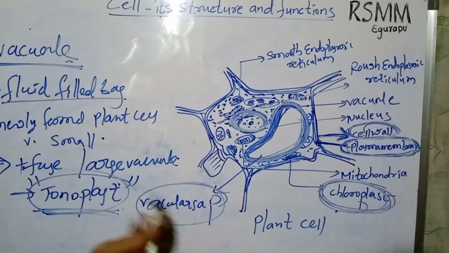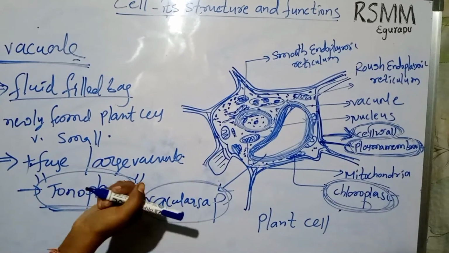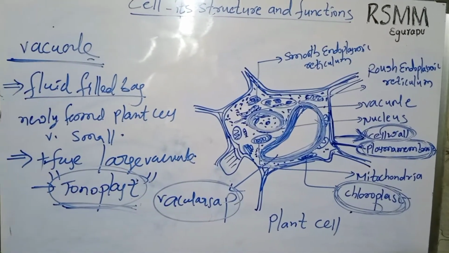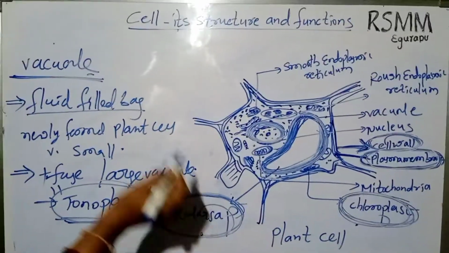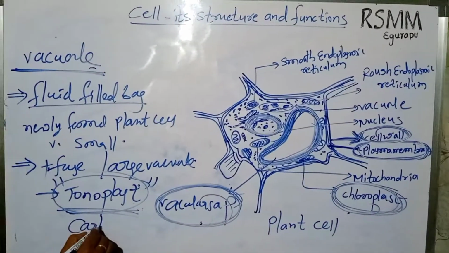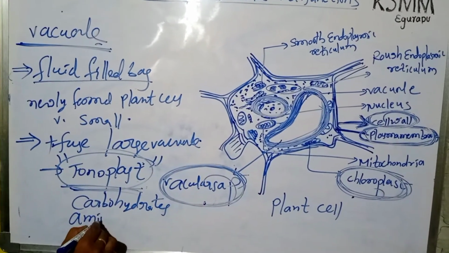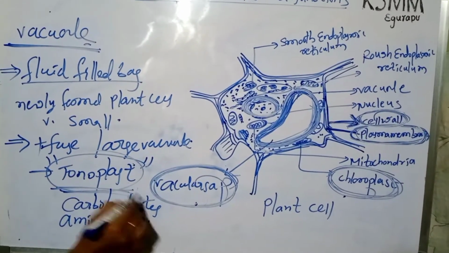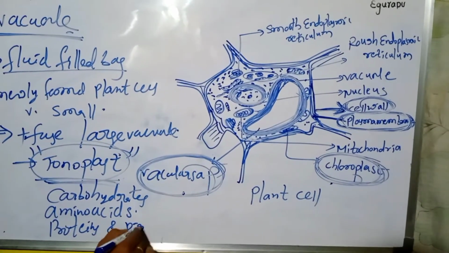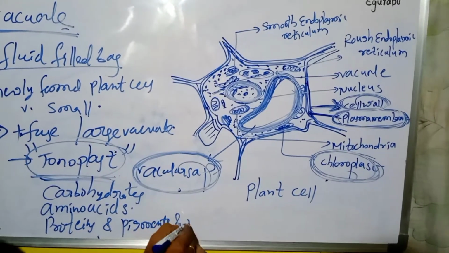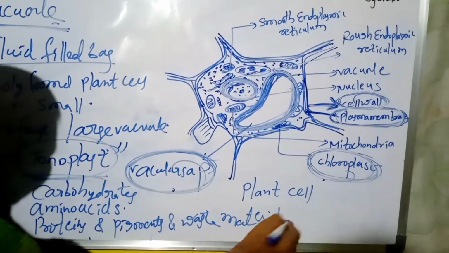Vacuolar sap contains a variety of substances such as carbohydrates, amino acids, proteins, pigments and waste materials. This is about vacuole.